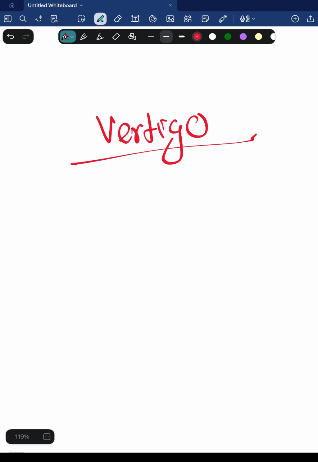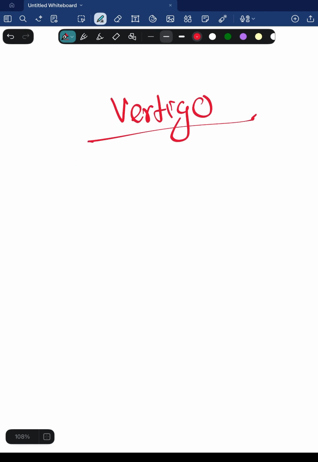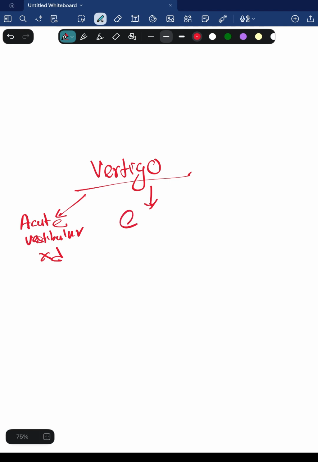Right. Now, the diagnostic approach is that we divide the vertigo, we divide these vestibular symptoms, into three main groups. The first one is acute vestibular syndrome. The second one is episodic vestibular syndrome. And the third one is chronic.